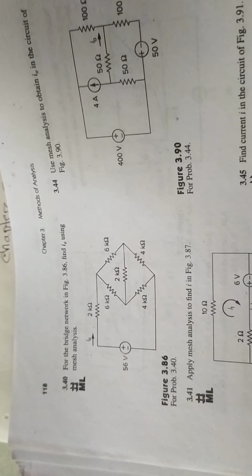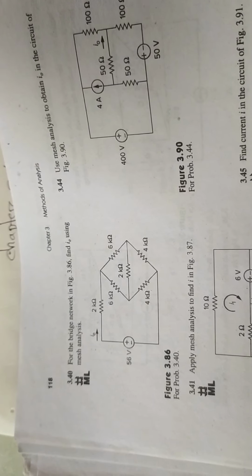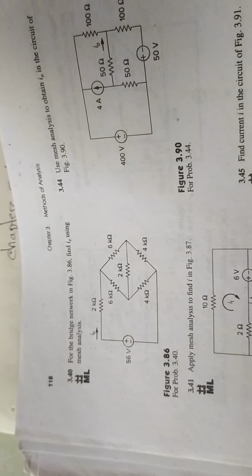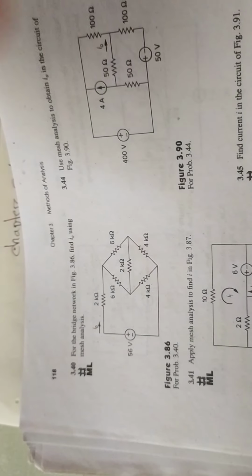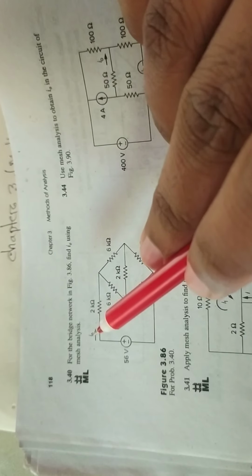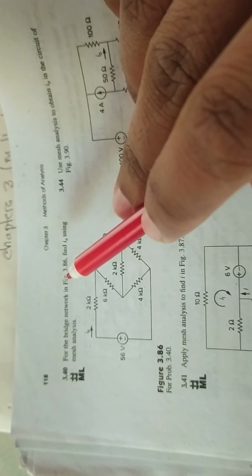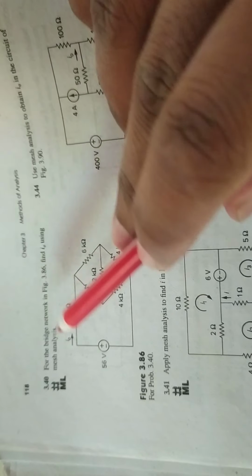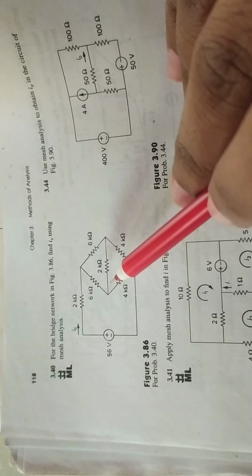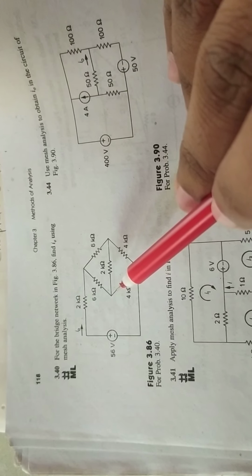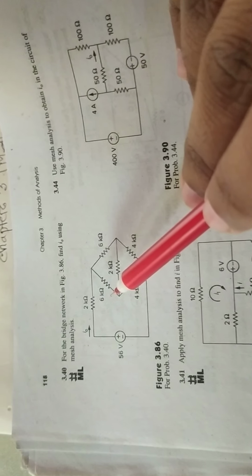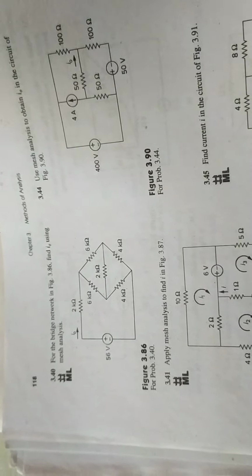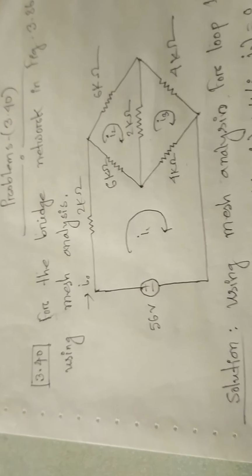Today I discuss problem 3.40 for the bridge network in figure 3.86. Find I naught using mesh analysis. Using mesh analysis, we solve the problem to calculate I naught. Now calculate this problem using mesh analysis. We know what mesh analysis is. Now I calculate it.